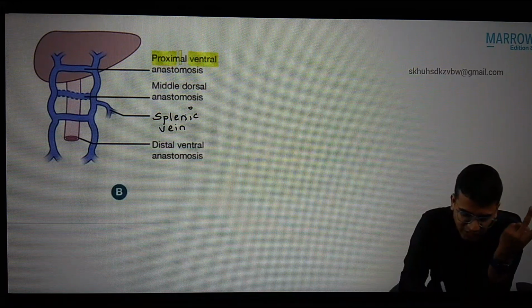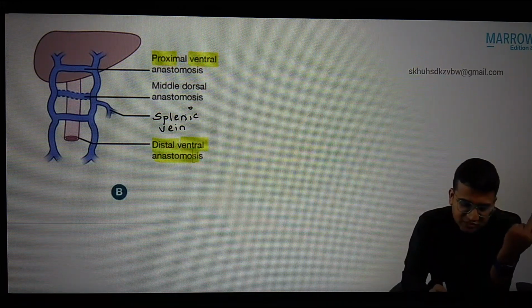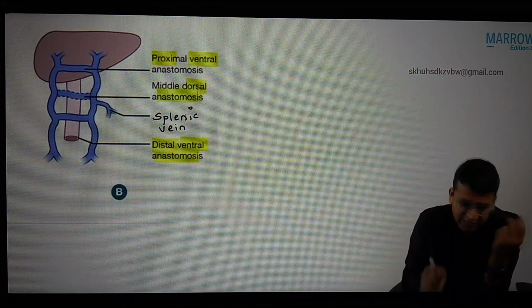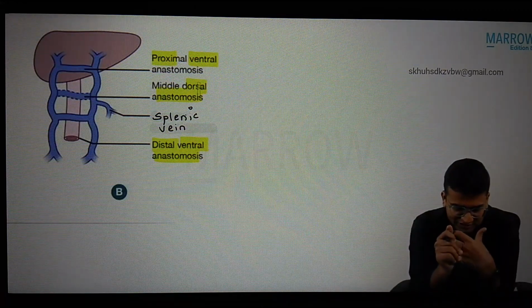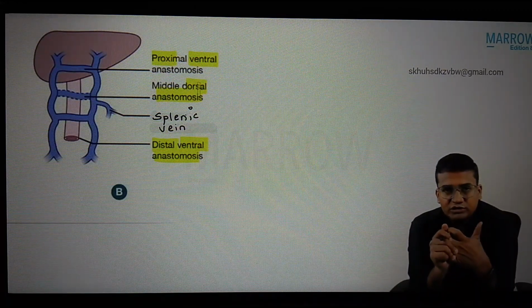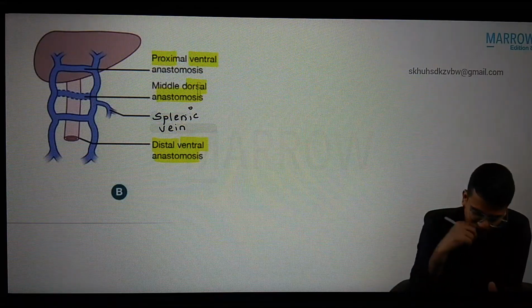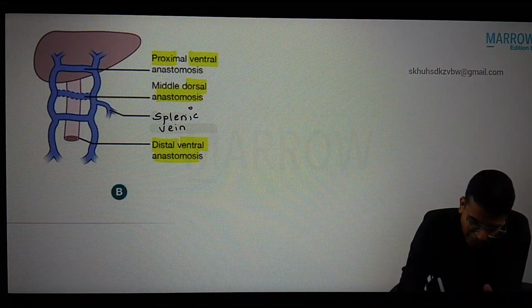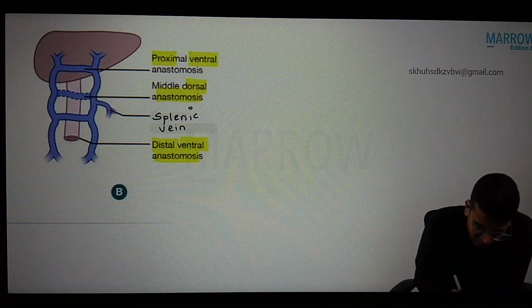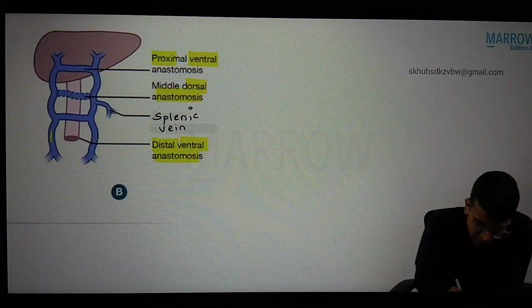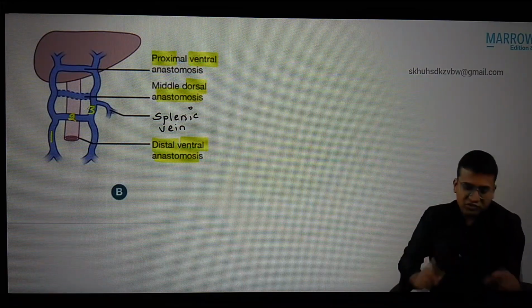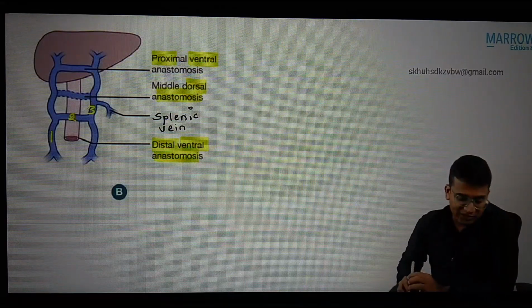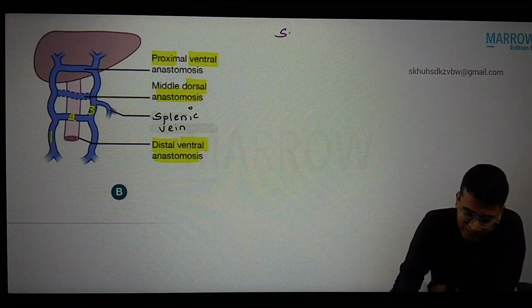2 ventral anastomosis, proximal and distal ventral anastomosis, and middle dorsal anastomosis. Right. Now first we're going to see the development of the superior mesenteric vein. Now superior mesenteric vein is derived from, this is number 1, this is number 2, and this is number 3. So these 3 parts will form the superior mesenteric vein.